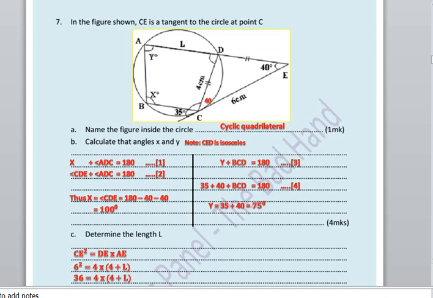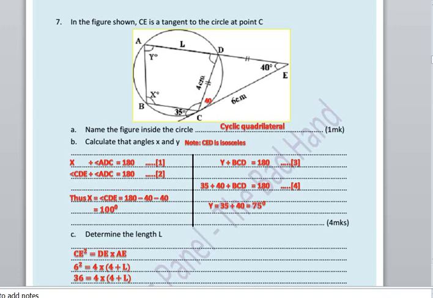Equally, CDE plus ADC will give us 180 degrees. These angles form a line. So the ADC is common and the 180 degrees is common. Therefore, x must be equal to CDE. So from here, our x is equal to 100 degrees minus 40 minus 40.